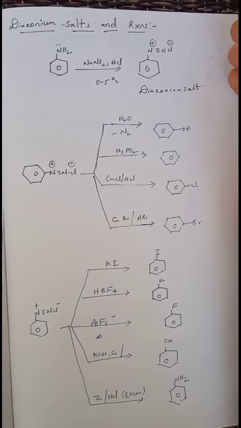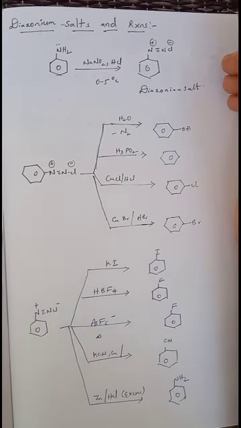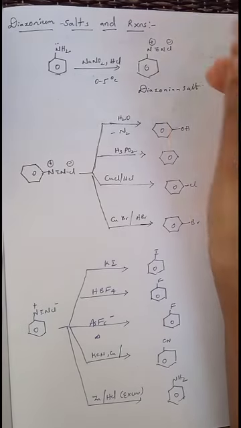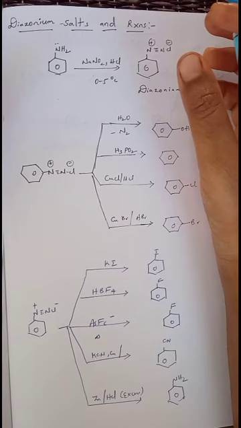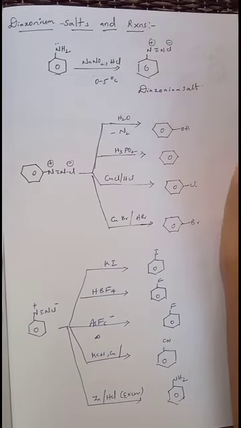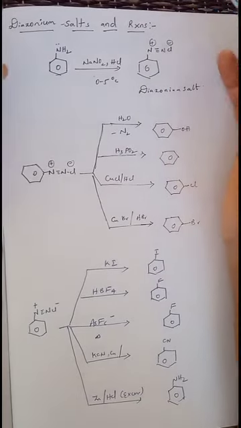So now we'll discuss another important nitrogenous compound, that is nothing but diazonium salts. You have heard this name in the chapter on haloalkanes and haloarenes, in which we discussed diazonium salt. So now we will learn how to prepare diazonium salts and what the chemical properties of diazonium salts are. First we will see how to prepare diazonium salt.